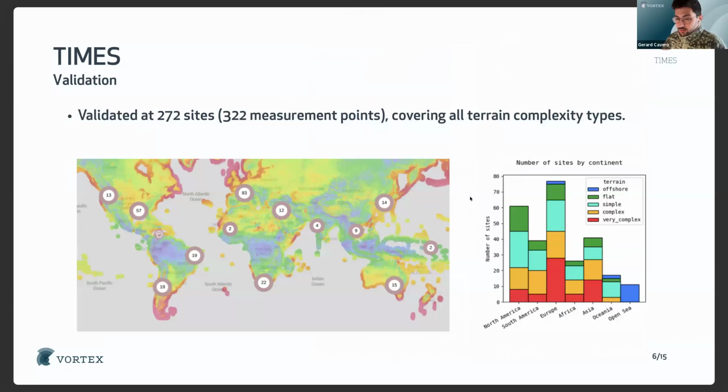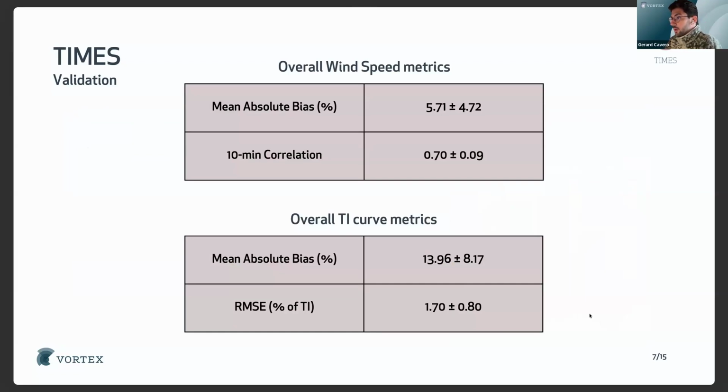Now that we have covered this overview about Times, I will focus on the validation. We have used 272 sites worldwide, covering all kinds of topographies, from offshore sites or flat terrain sites to very complex sites in each continent. Here I put the most important metrics, I would say. We have focused especially on wind speed, obviously, and the turbulence. We now have a well-resolved turbulence thanks to this Vortex LES combination.